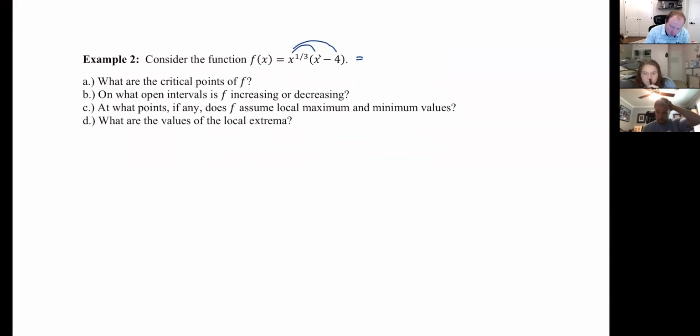Remember, this is x to the 1. So if you distribute this, you get x to the 4/3 minus 4x to the 1/3. So if I just take that moment and distribute, I don't have to even worry about product rule. I'm not even going to use chain rule. I'm going to just use the power rule. So let's go through these steps.